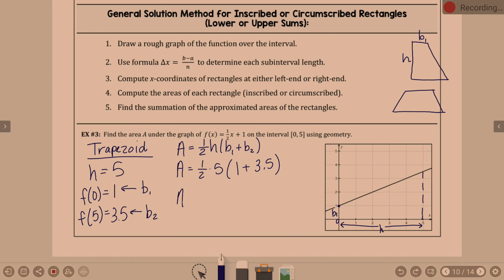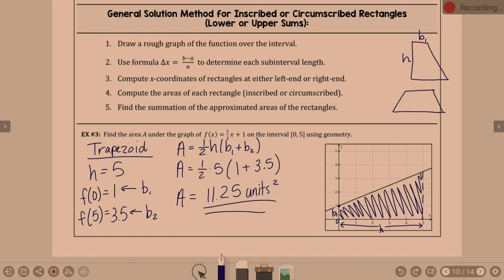Whatever 2.5 times 4.5 is. 11.25. 11.25 what? Units? Units squared, because it's area, units squared. And that was finding what? That was finding this area right here, yes? I remember when that's simple. It's gonna be straight. This is fun.